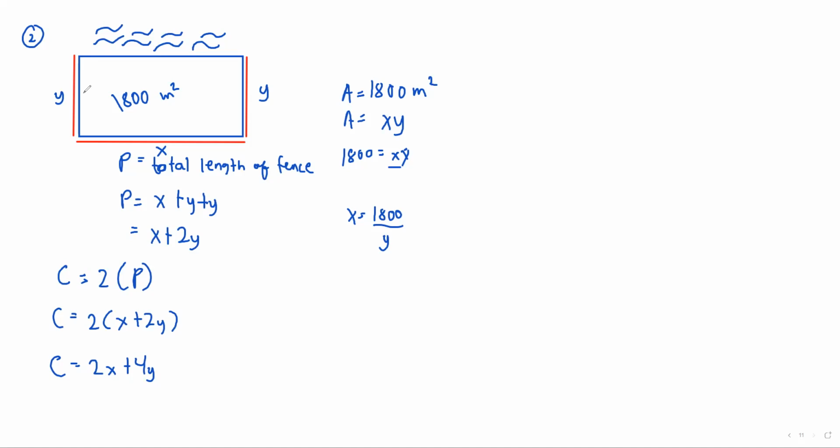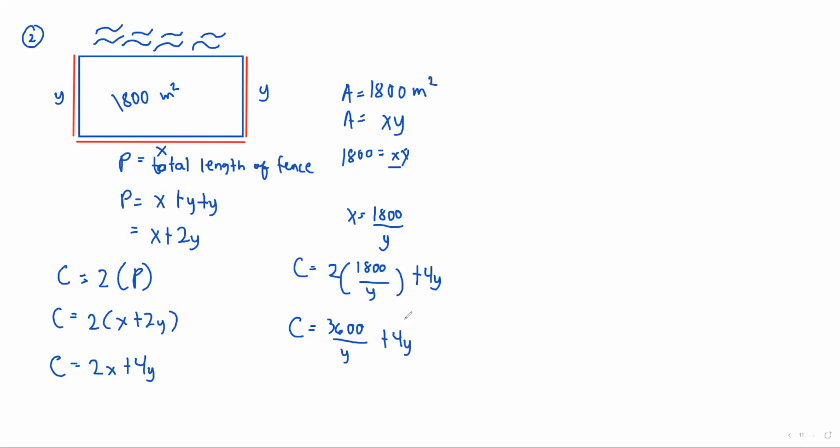Okay? So dapat yung matitira sa equation natin guys is yung value ng shortest side natin, which is yung Y. Okay? So this one, substitute natin na siya sa C is equals to 2X plus 4Y. Okay? So C is equals to 3600 over Y plus 4Y.